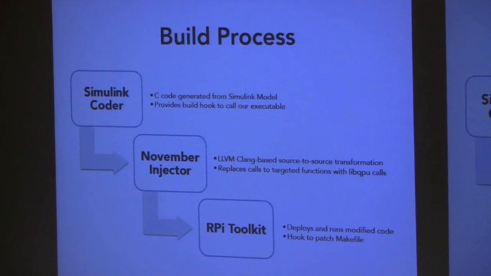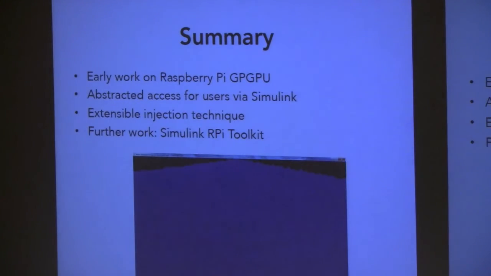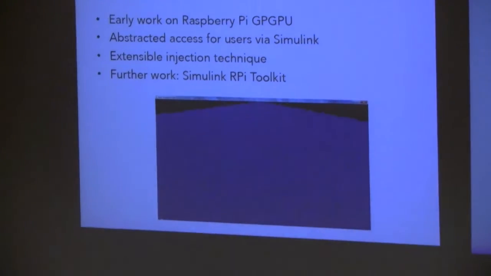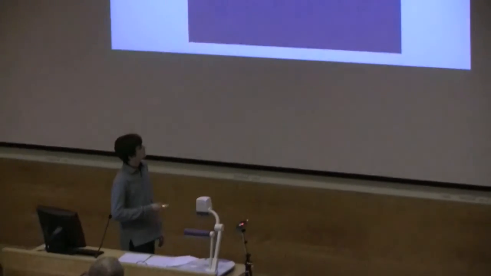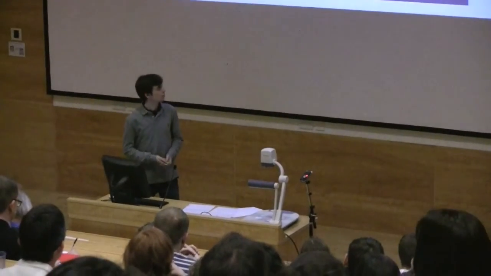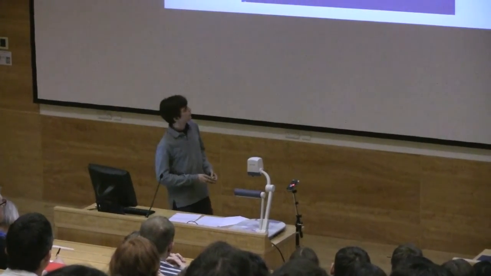So we basically used an LLVM source-to-source transformation, which we injected in the middle of its build process between the coder and the Raspberry Pi toolkit. And this let us effectively swap out calls to the API that we've written mostly in assembler and their custom language. So to summarize, we basically have sped up some Simulink models with a Raspberry Pi's GPU.